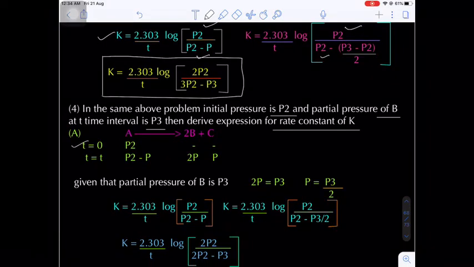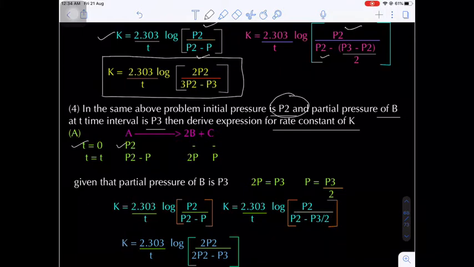Now let's suppose at time T0, what is the initial pressure? Actually I have to take P0, but in the question it is given as P2, that's why I am starting with P2. The partial pressures of B and C are 0, 0. At a certain time interval T, let's suppose P atm is decomposed from P2. So the left pressure of reactant A will be P2 minus P, and the partial pressures of B and C will be 2P and P, because the stoichiometry is 2:1.